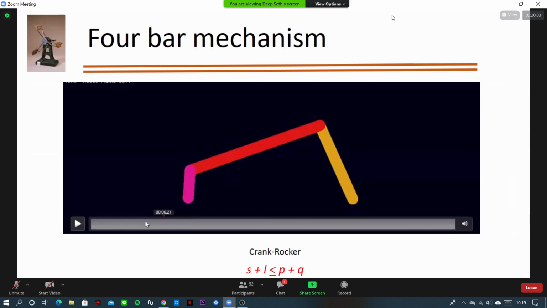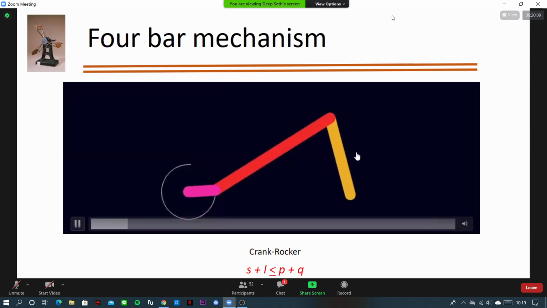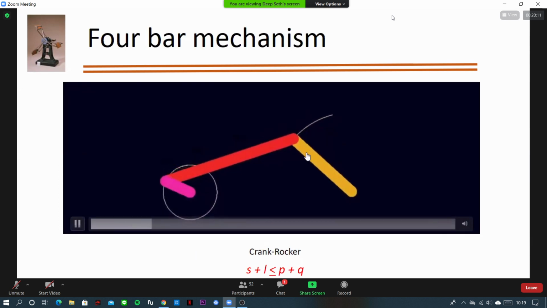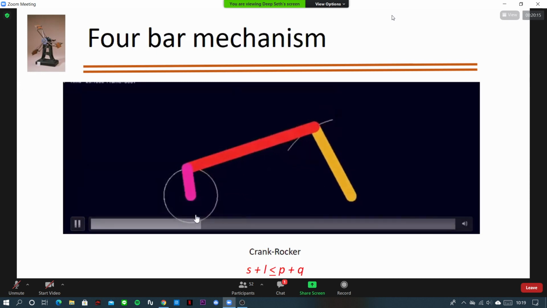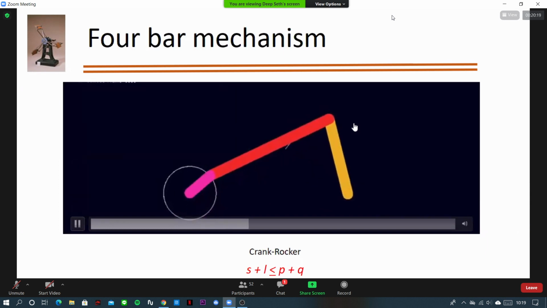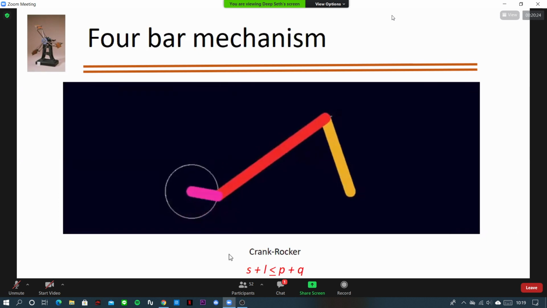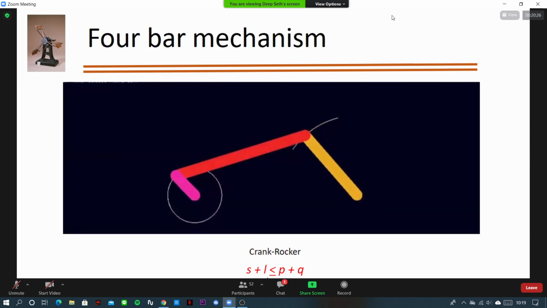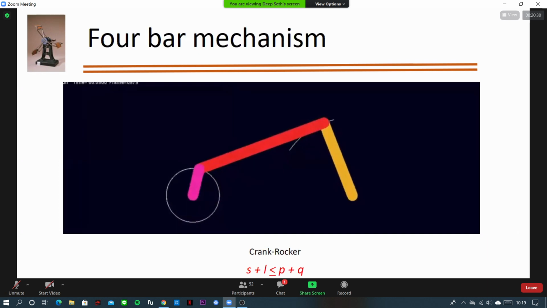Another is the crank rocker example. Here you will see only one link is rotating. This is actually how your wiper works. The wiper in your car, this is how it actually works. Here you are having the input, and this is how it is doing the wiping on your windshield. Here also your shortest plus longest length is smaller than or equal to P plus Q.